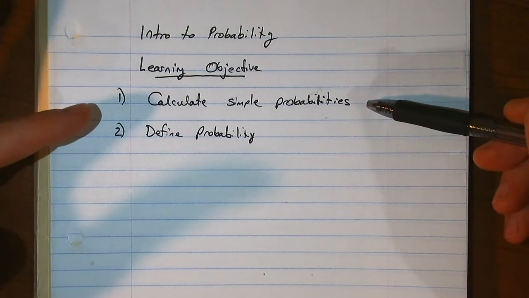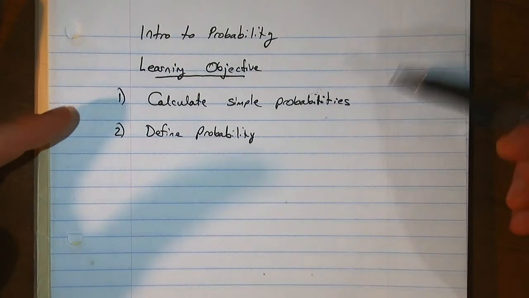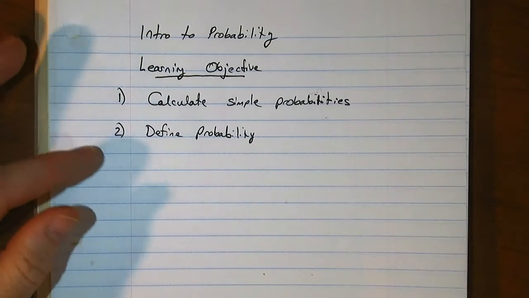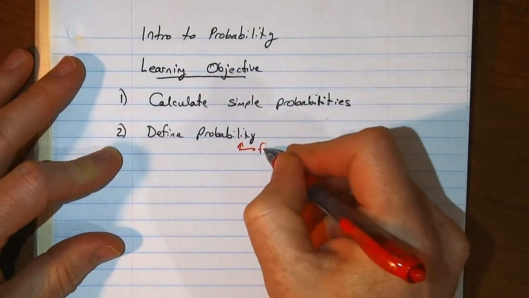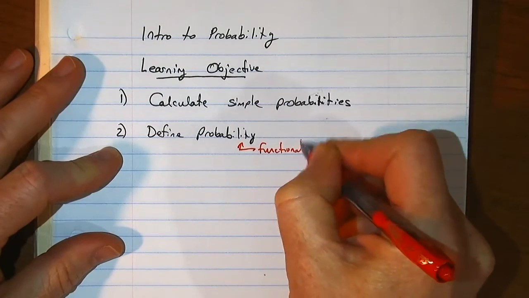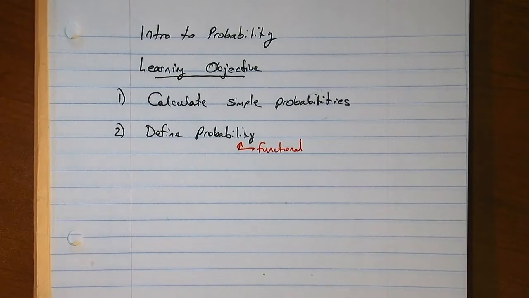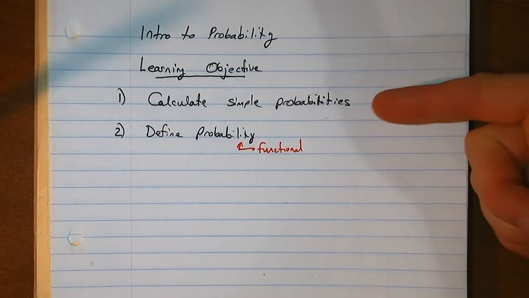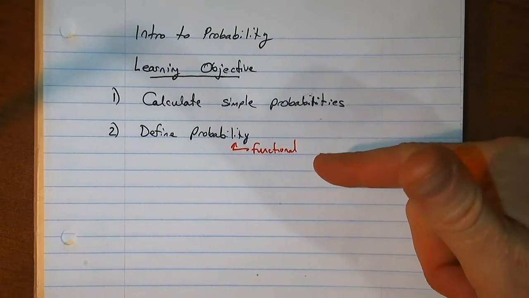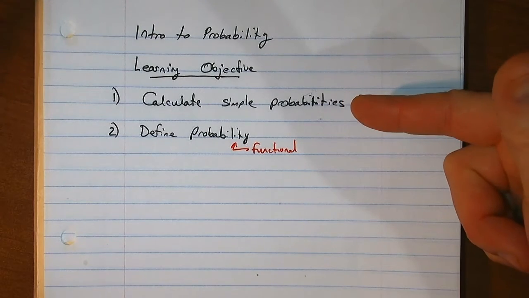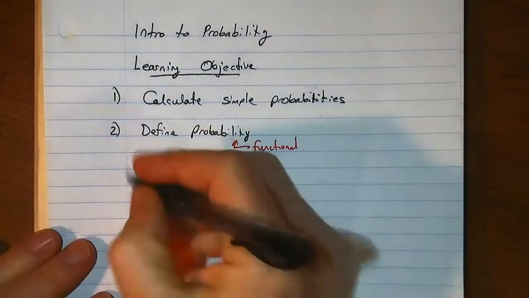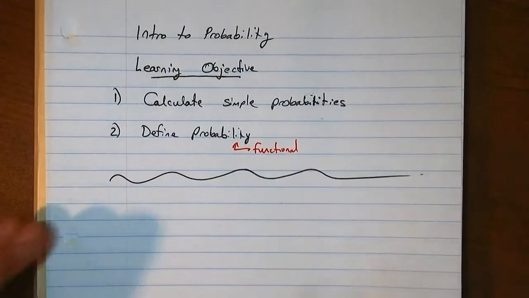But I did decide that I want to approach the ability to calculate simple probabilities by using what I call a functional definition. What I mean by that is we're not going to write out some formal definition like what you would find in a dictionary. We're going to write out a definition that tells us how to do learning objective number one. The definition itself will tell us how to do a simple probability calculation. So with that said, let's look at that basic definition.